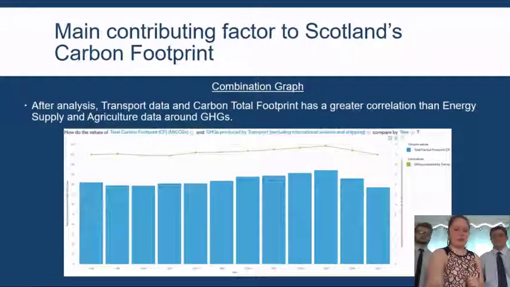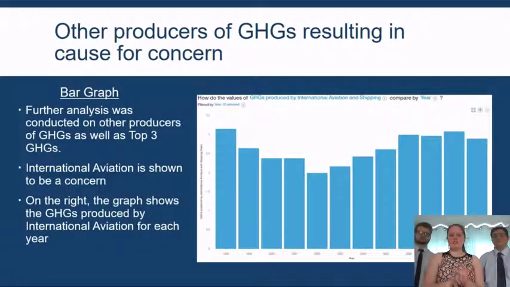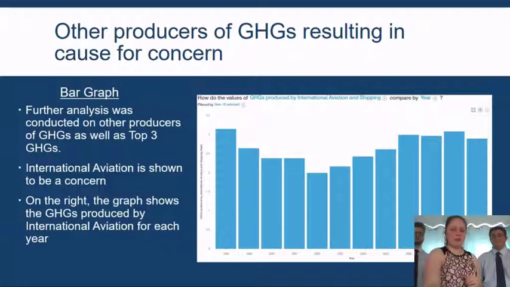As well as looking at the top three, we also had a look at other producers of the greenhouse gases, looking at if there's any other areas for cause for concern. And one area we found was international aviation. And as you can see from the bar chart on the right, it shows that international aviation has been highly increasing between 2002 and 2009.